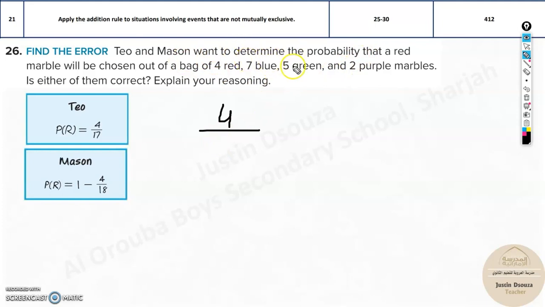Wait, let me check. 11, 16, 18. Okay, yeah, this one is wrong. I got confused. Okay, 18. Then this is the answer, right? What did this student do? This is wrong. He did 4 by 17.